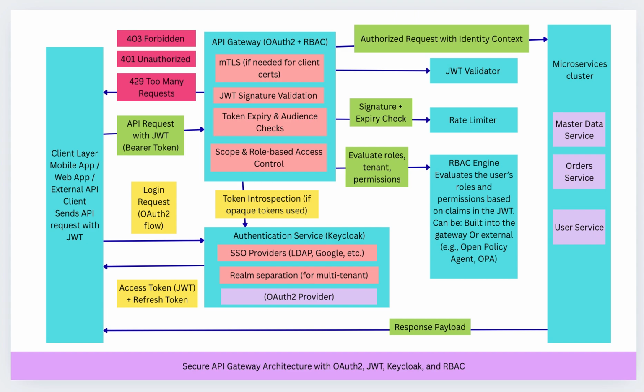And the data state here is that after validation, the token is considered trusted. The user now includes decoded identity claims. The impact here is that it's super fast, no round trips to Keycloak, and it reduces latency and load on your IDP.